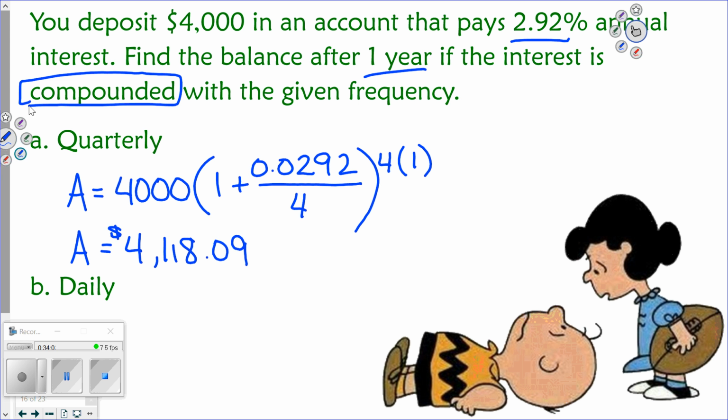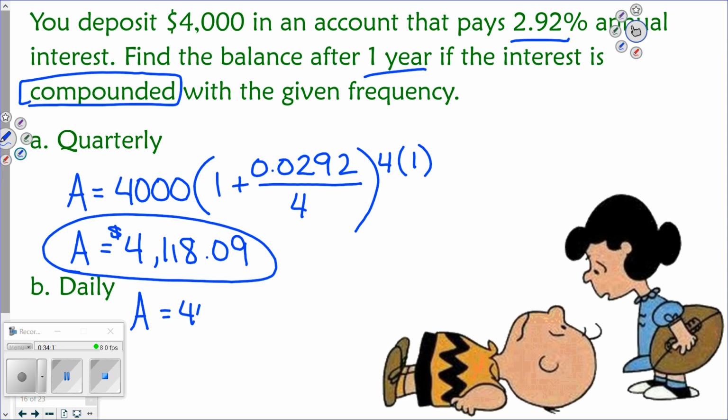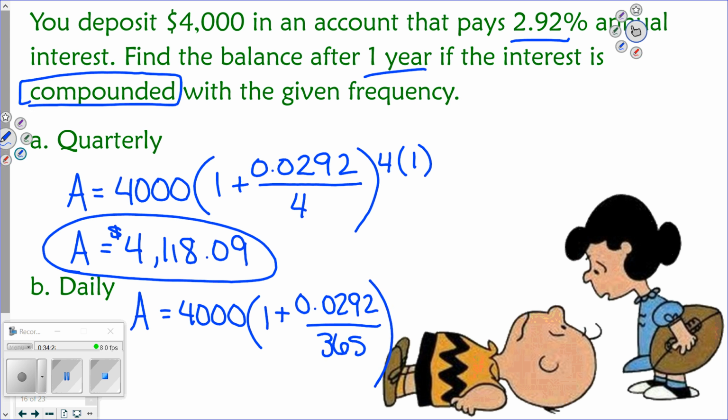Guys, keep in mind with your decimals, we're talking money, so we want 2 decimals for change. So I earned $118 just by leaving my money sit in that account for the year. All right, what if it was compounded daily? So 4,000, parenthesis, 1 plus, same interest, 0.0292. What's the end value? 365, good. And 365 times 1. I should make more, right? It's compounded more often. How much money do I have now?